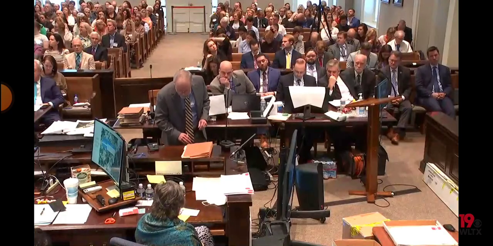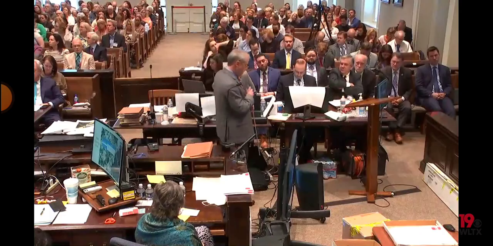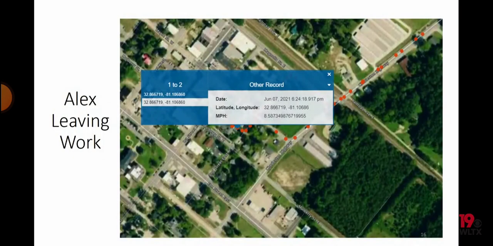All right, we're moving now to slide 16. Tell the jury what this represents. This one's going to represent Alex leaving work at the law firm, heading to his house. It shows at 6:24:18, and it shows him going 8 miles an hour, just starting to leave. All right. PM? PM. And the speed? Approximately 8 miles an hour.